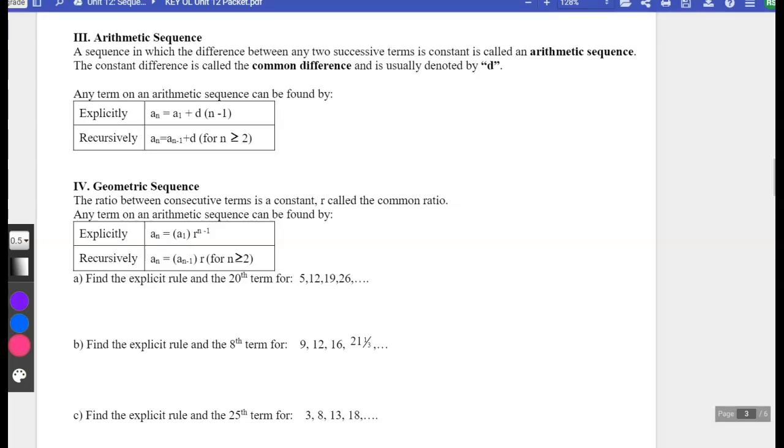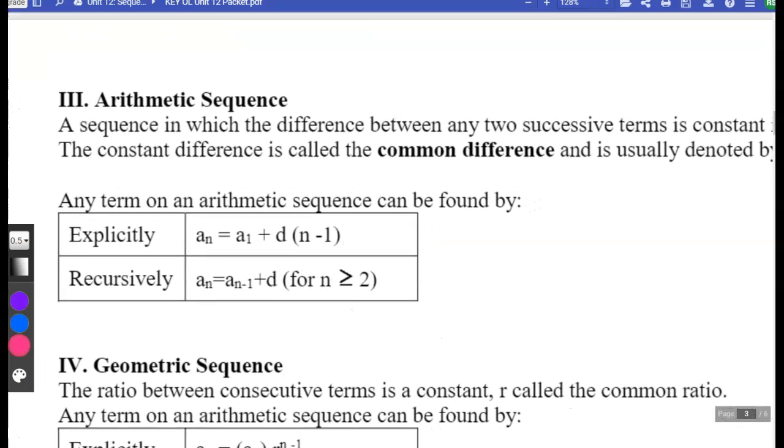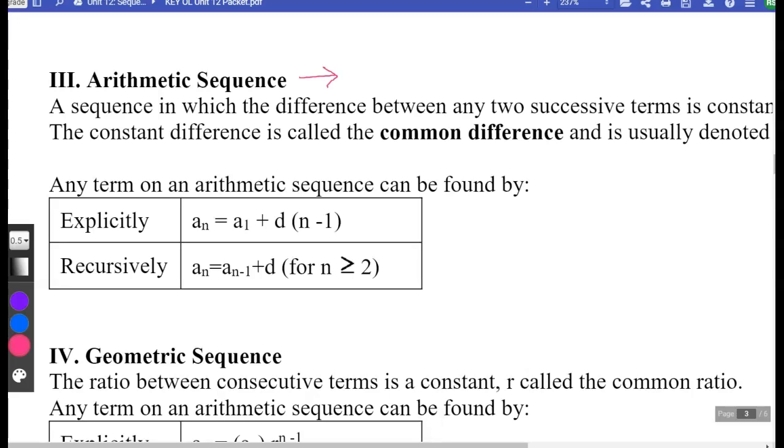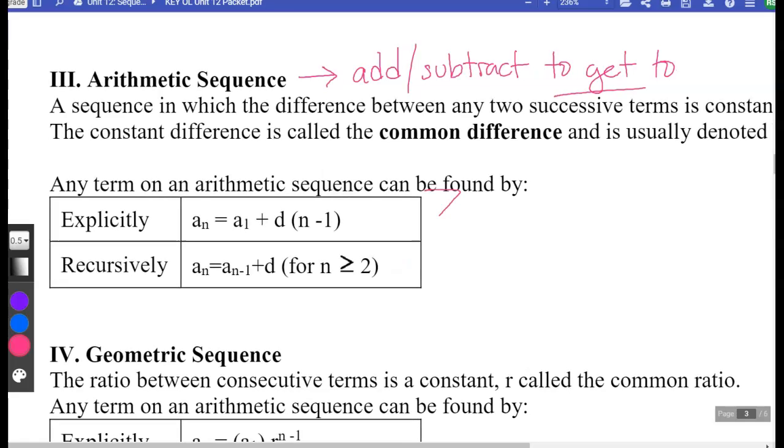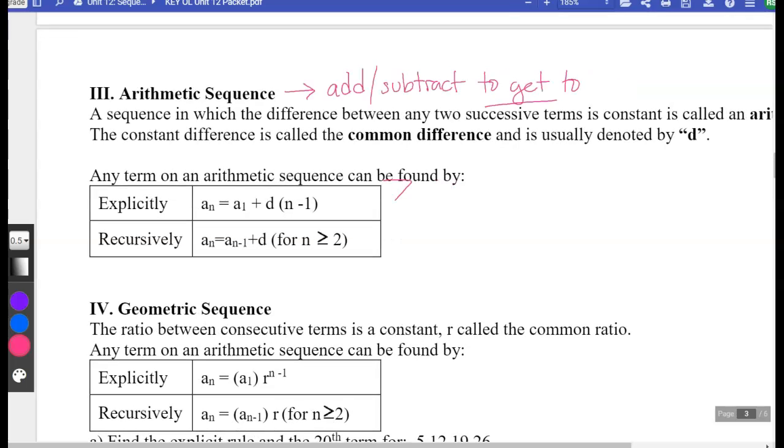Now, bottom line, an arithmetic sequence is when you add or subtract to get to the next term. The amount that you're adding or subtracting by is called the common difference, or d.